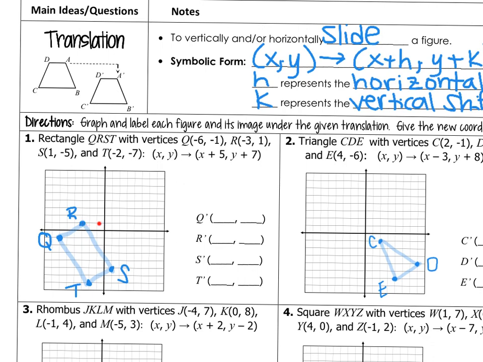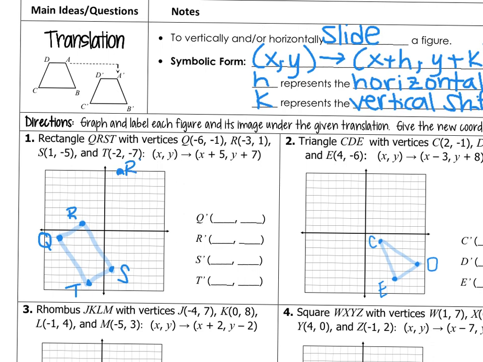1, 2, 3, 4, 5. And you do that on every single coordinate. But then you also have to make sure you do the vertical shift as well. So our vertical shift is +7, so that means I'm going to go up 7. I can either add 7 to each y coordinate, or again, take my R value, and since I was going 5 to the right, 1, 2, 3, 4, 5, and then go up 7, 1, 2, 3, 4, 5, 6, 7. Then plot your new point right there. I'm going to call that R prime.